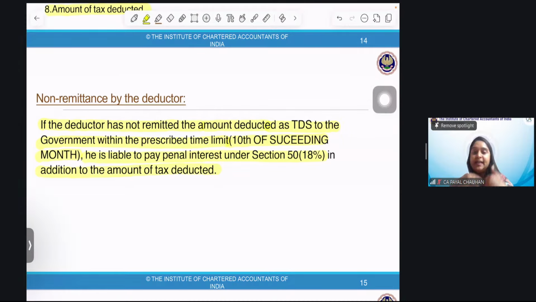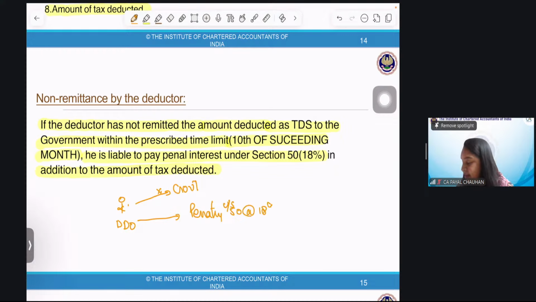Whatever TDS I have deducted, and I did not deposit the fund to the government, now while I pay it, I'll have a penalty under section 50 at the rate of 18% on the amount of TDS, plus I have to deposit the TDS also. This is the total amount which I will pay. Did you people understand? TDS can be paid using ITC? No beta, TDS has to be paid through cash ledger.